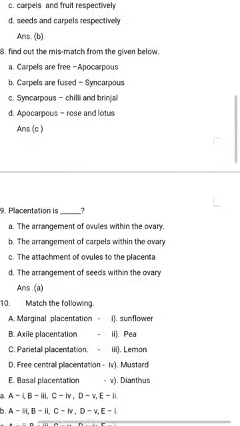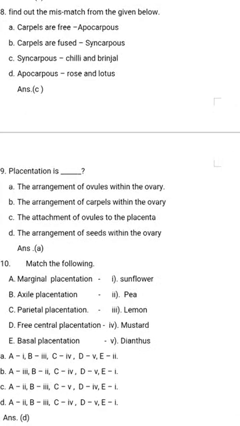Find out the mismatch from the given below. We need to identify the mismatch from the given options. Carpels are freely present: apocarpous. It is correct only. When the carpels are freely present, that nature is called apocarpous.